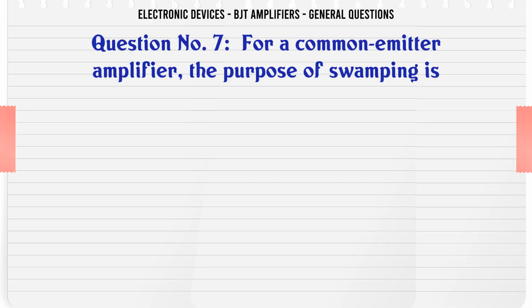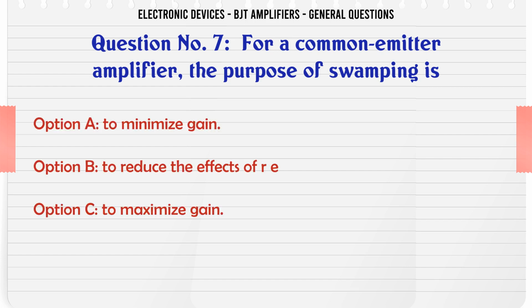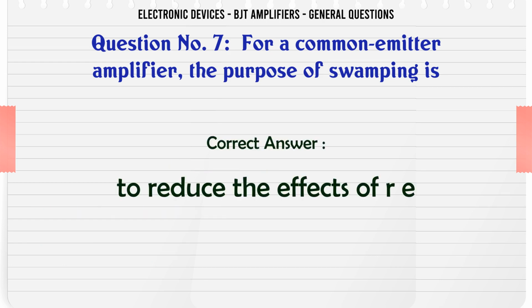For a common emitter amplifier, the purpose of swamping is A. To minimize gain. B. To reduce the effects of RE. C. To maximize gain. D. No purpose. The correct answer is to reduce the effects of RE.